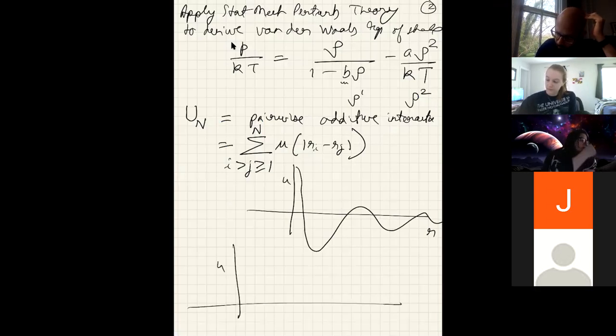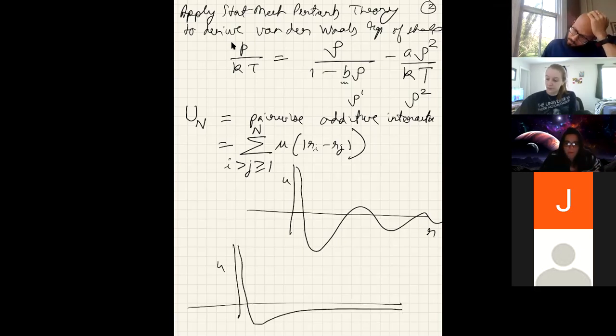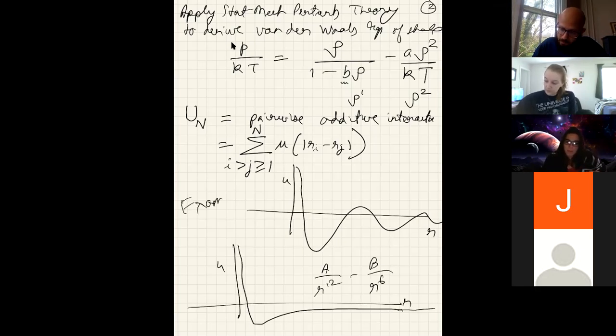A more common form is something that looks like this, where this slowly goes to 0. So this is A by R to the power 12 minus B by R to the power 6. This is a more common form. So these are examples of U. But we won't be assuming a specific form. We will be working with a generic pair interaction, and we don't know what the form is.